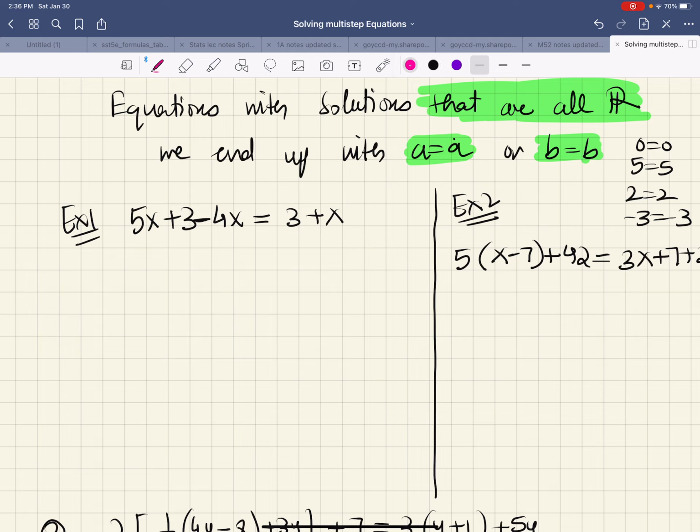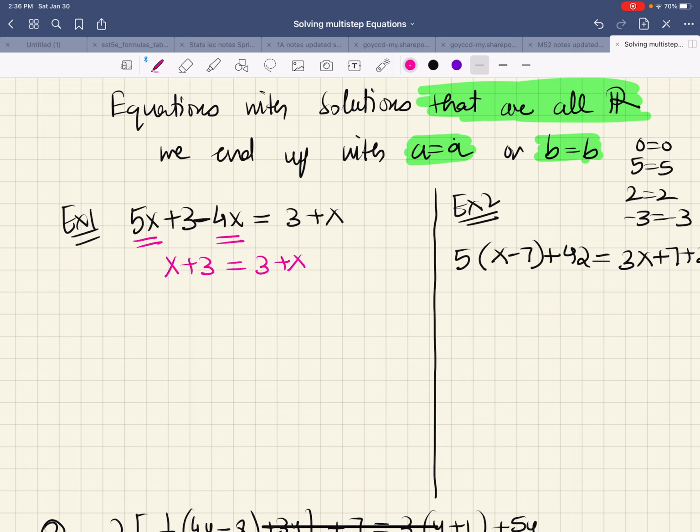Now, for my first example, on the left-hand side, I do have like terms 5x minus 4x, which is equal to x plus 3 equals 3 plus x. You can stop at this point and see that both left and right-hand side are equal to each other. And this is always true because it's an identity. Both sides are equal to each other. You can stop at this point.